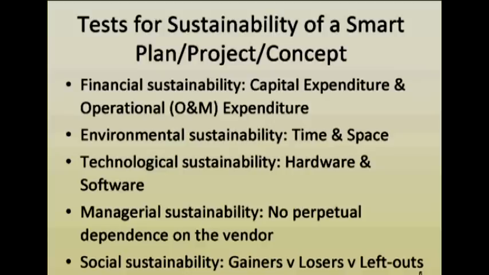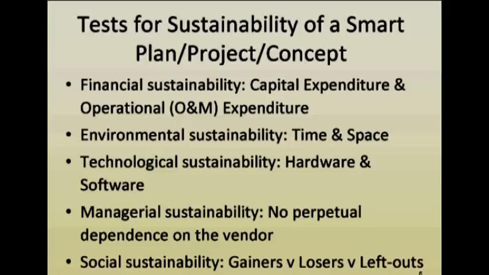Then we talk of managerial sustainability. There should be no perpetual dependence on the vendor. There are modern concepts brought in by the most efficient manufacturers and vendors, and installed also. But soon these vendors, because they are here to sell the product, want to move on to develop and sell new products. Very few of them have the patience or the capacity, and it may not be worthwhile in terms of cost effectiveness, to engage them forever to manage the system. Therefore local capacities will have to be developed to manage the new technology in whatever way it comes. Then only it will become sustainable.